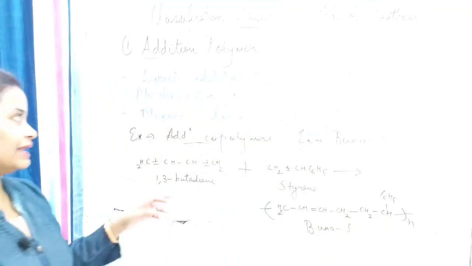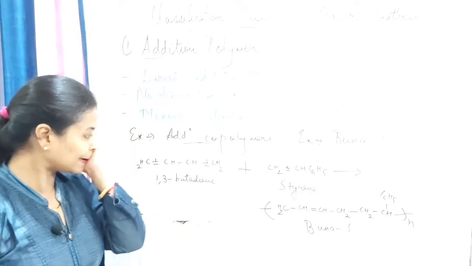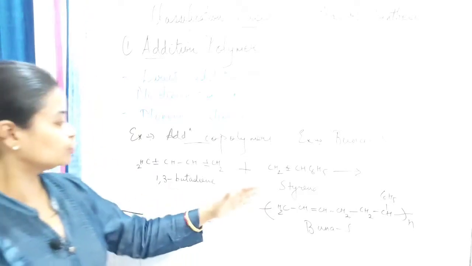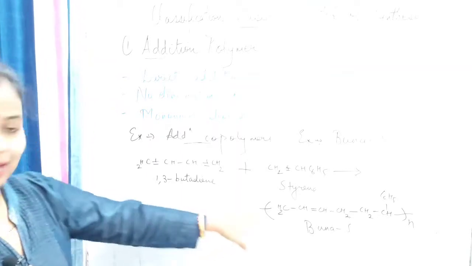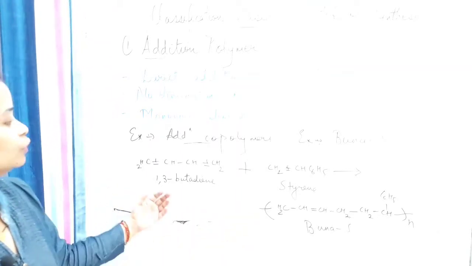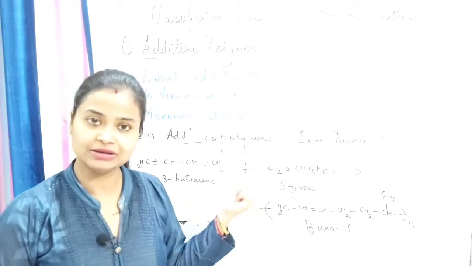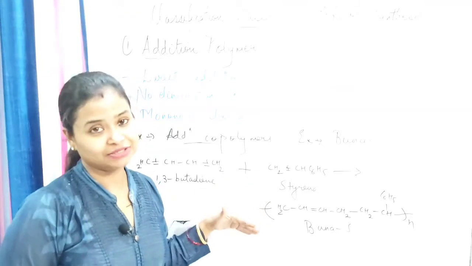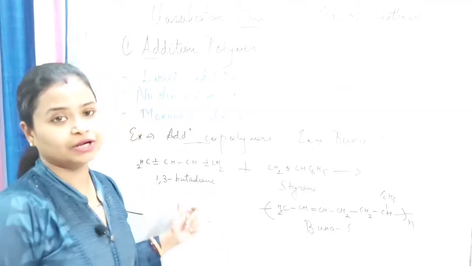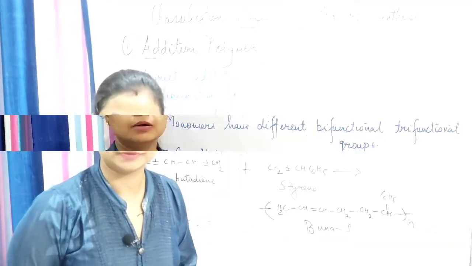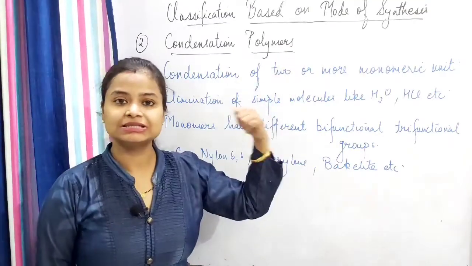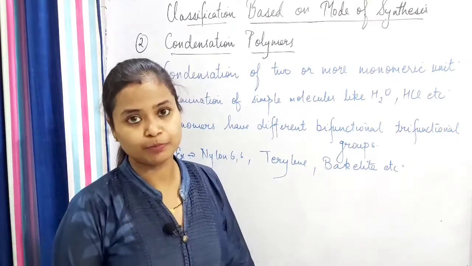Here again you can see direct addition of monomeric units is occurring. These two monomeric units are getting added up directly, repeatedly. No byproduct is eliminated and the monomeric units are unsaturated compounds. So this is also an addition polymer, and because there are two different monomeric units, it is also called a copolymer. Based on mode of synthesis, the second one is the condensation polymer.